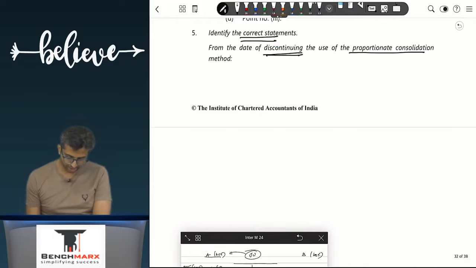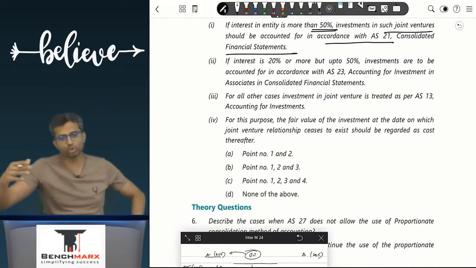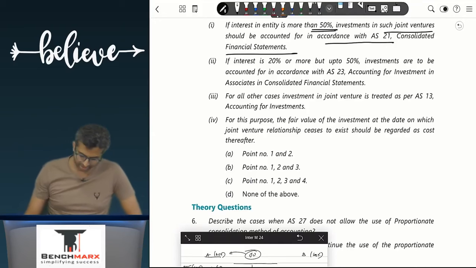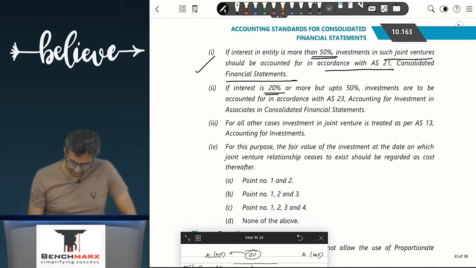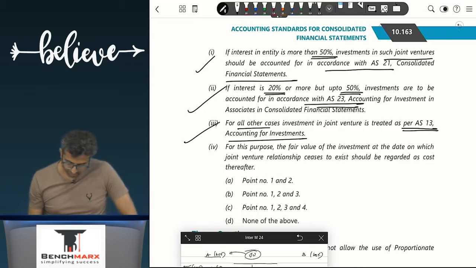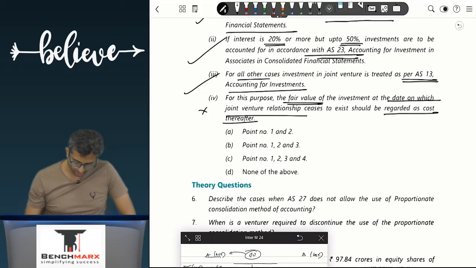Identify the correct statements. Do you think sub-point 1 is correct? If you had a joint venture and now you are acquiring the other partner's stake, you are discontinuing the joint venture, then probably this appears to be right. If interest is 20% and more, but up to 50%, investments can be accounted for in accordance with AS 23. This also appears to be correct. Next, for all other cases, you treat as per AS 13. This is also correct. The fair value of investment at the date on which the joint venture relationship ceases to exist should be recorded as cost. That is not necessary. So it is not necessary that the fair value has to be taken. And as a result, over here, your answer can be B.